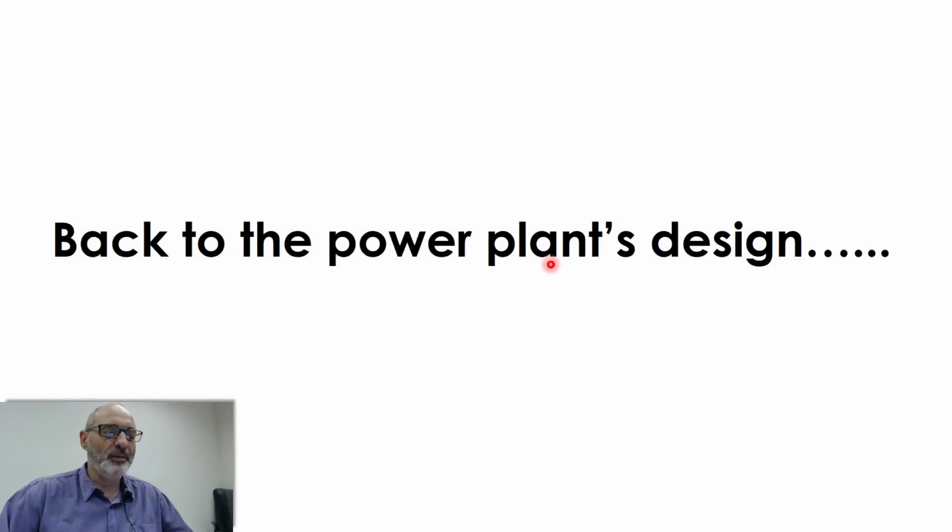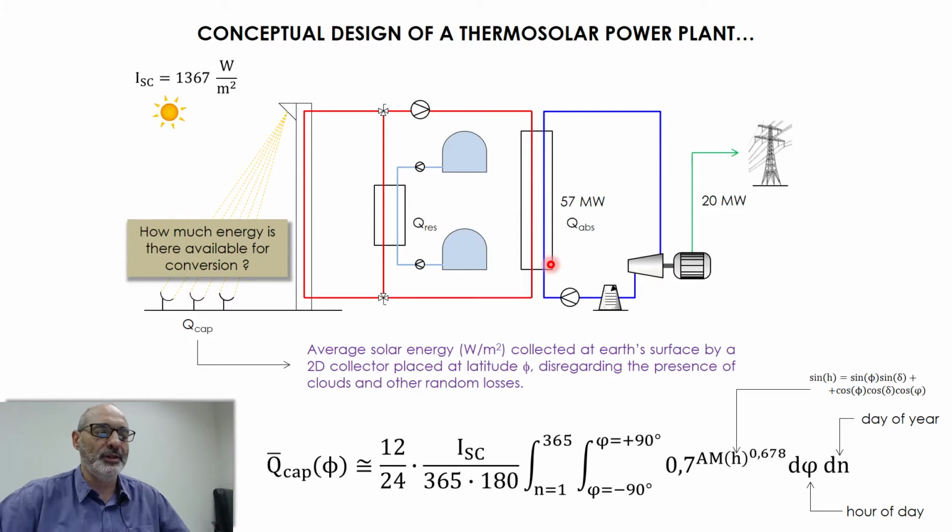Let me see the time. I think I'm going to be able to finish the class. So let's come back to our power plant's design. We did this in order to assess the amount of energy that we have available for conversion. Let's just remember things here. We already have a part of the configuration of our power plant here. I was telling you that we need to assess how much energy we're going to have at the place where we're going to build our power plant.